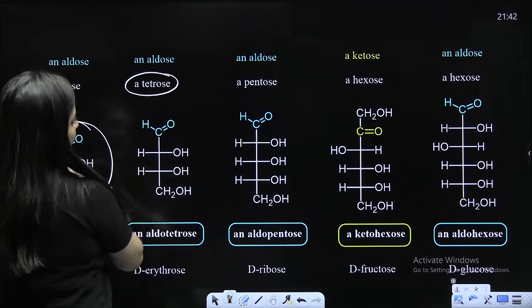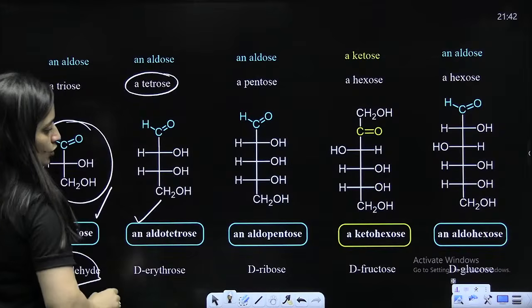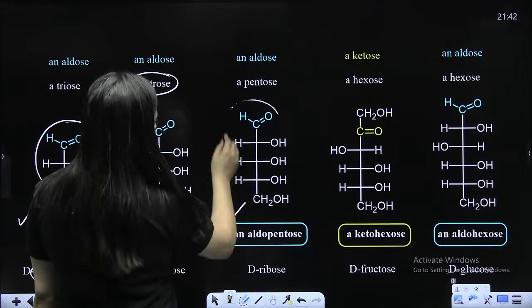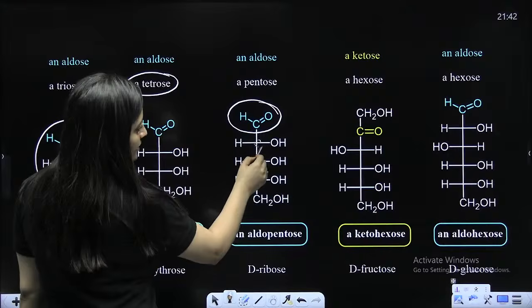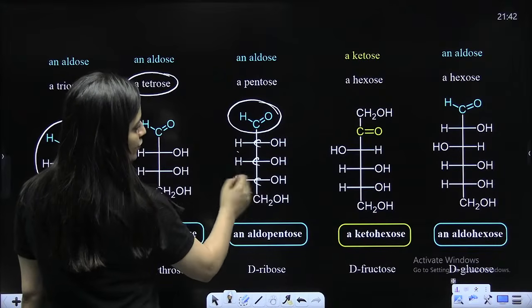Then see this aldose tetrose. This is erythrose here. This is ribose here. Look at the formula. So 1, 2, 3, 4. 1, 2, 3, 4, 5. 5 carbon. HOH, HOH, HOH.